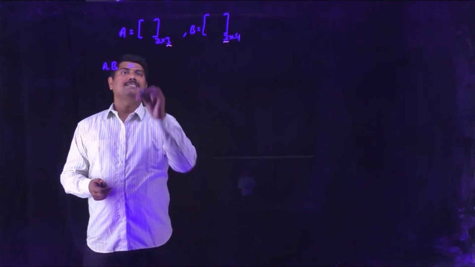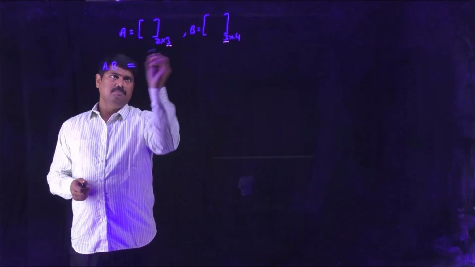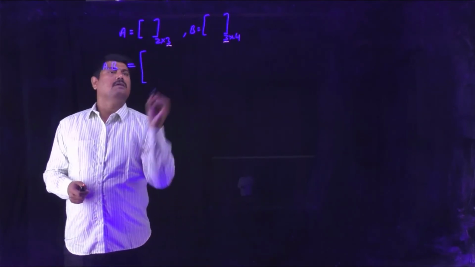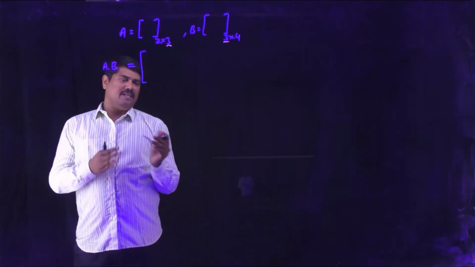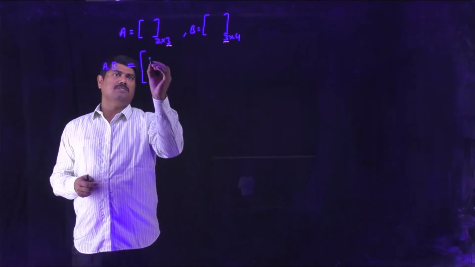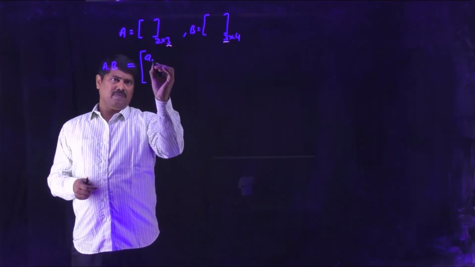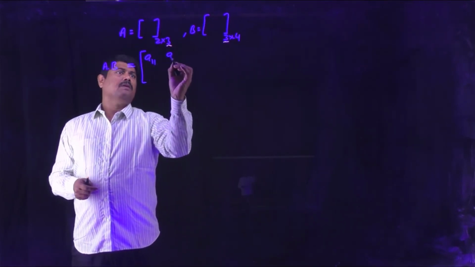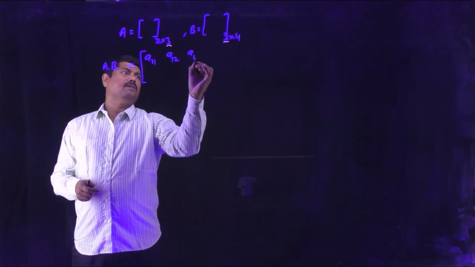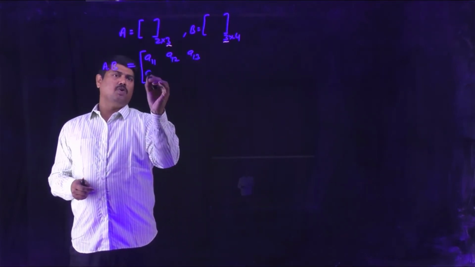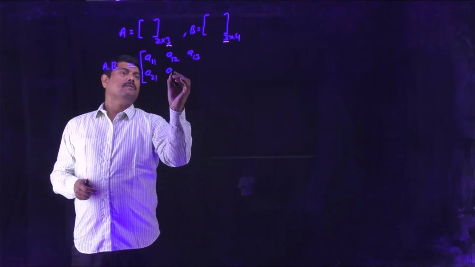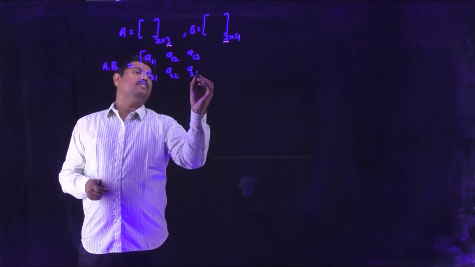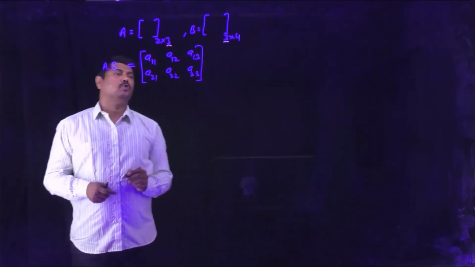So let me consider a general 2 by 3 matrix. A general 2 by 3 matrix contains 2 rows and 3 columns. Let me consider A11, A12, A13. Second row A21, A22, A23. This is the construction of a general 2 by 3 matrix.